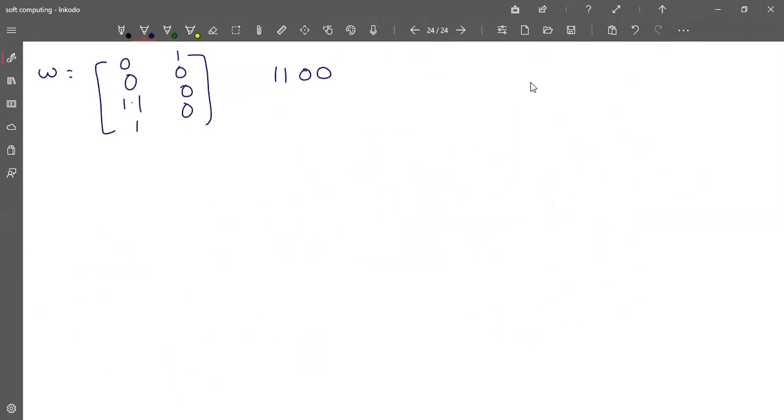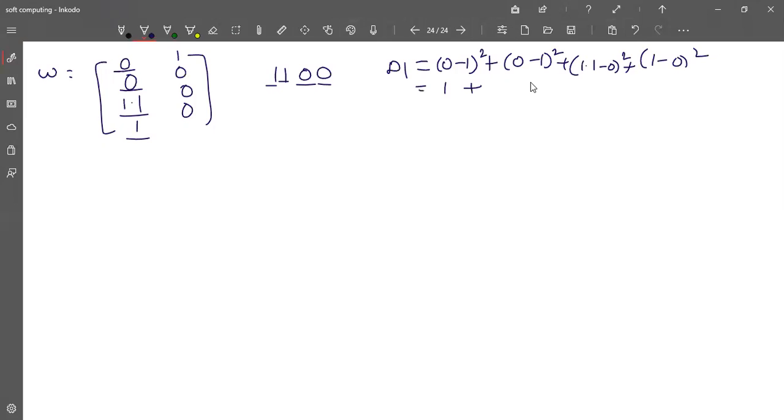So yeah, now let's find D1. D1 is (0 minus 1) square, and (0 minus 1) square, and (1.1 minus 0) square, (1 minus 0) square. So this gives 1 plus 1 plus 1.21 plus 1. So 4.21.